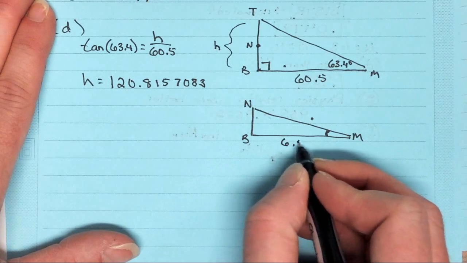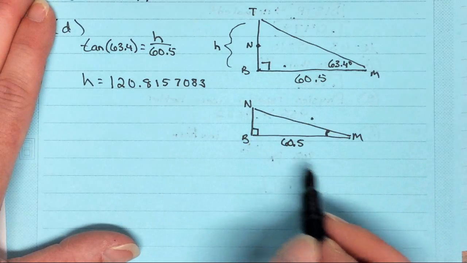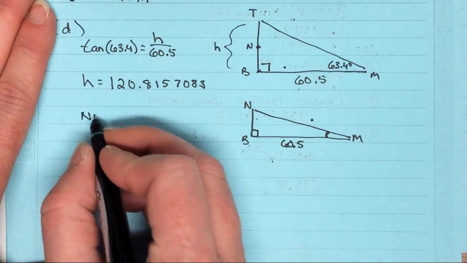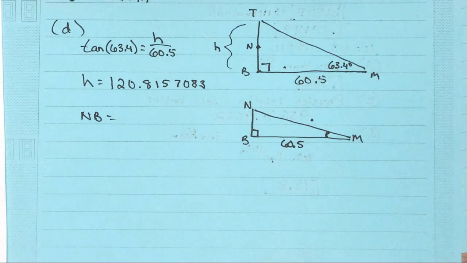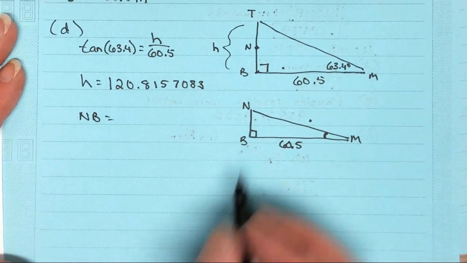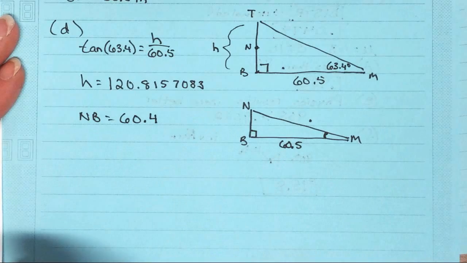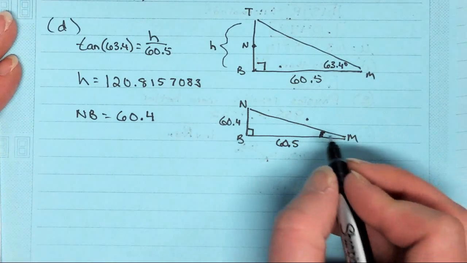60.5. So if I'm trying to find that little angle, I need to know N to B. Well, how far would that little piece be? Half of that. And that's 60 point... Oh, 60.4 something. This is definitely not drawn to scale because it's almost the same length as this one. So this is 60.4. How can I find the angle right here?